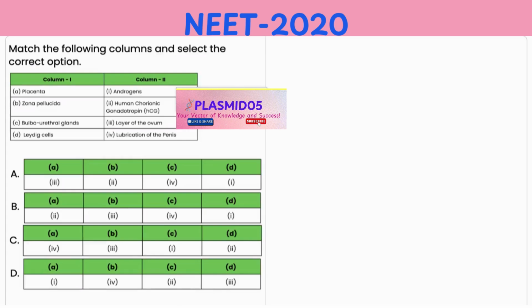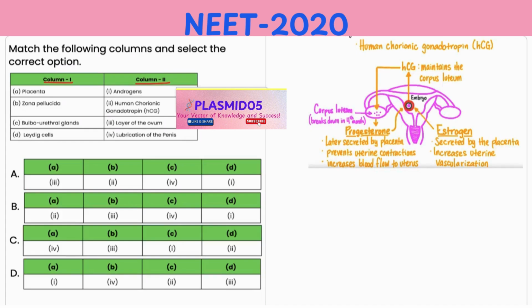In this question, you have to match the components given in list 1 with that of list 2. The placenta secretes human chorionic gonadotropin, that is HCG, a hormone which is very essential for maintaining pregnancy as it supports the corpus luteum, ensuring continued progesterone production to sustain the uterine lining and the embryo. Thus, A matches with 2.